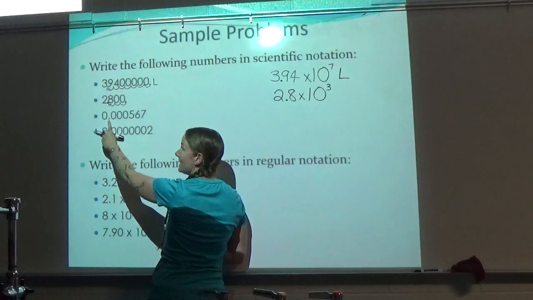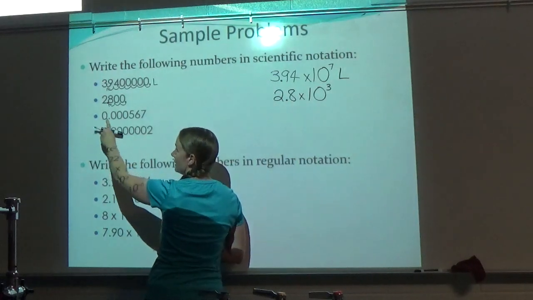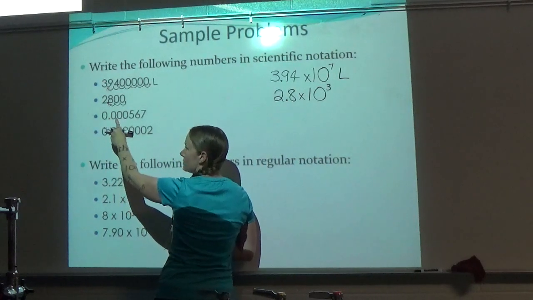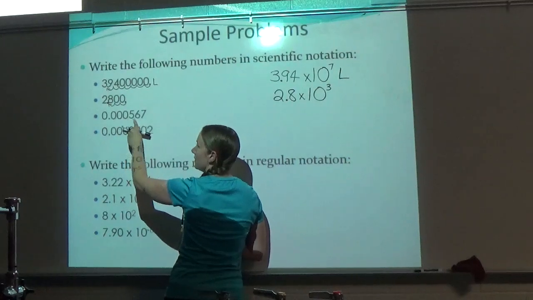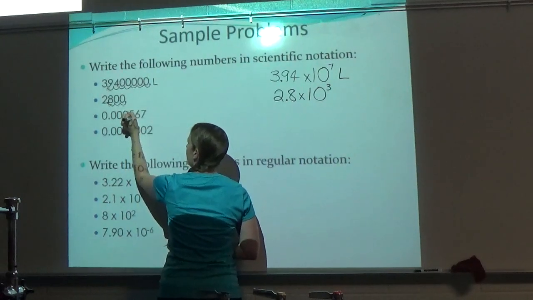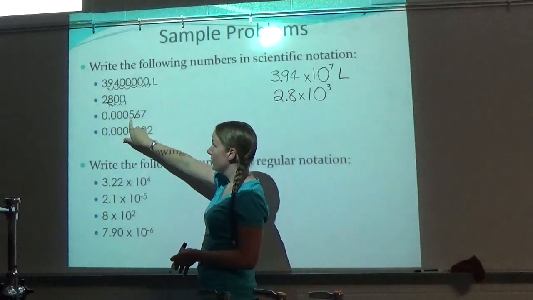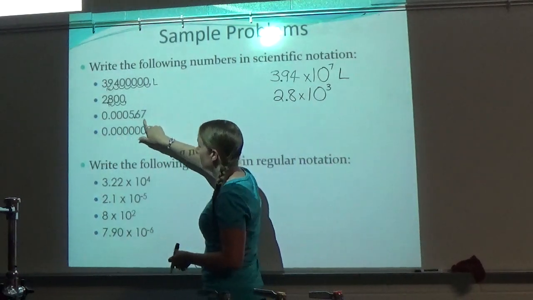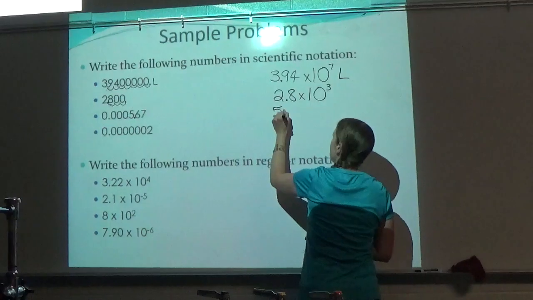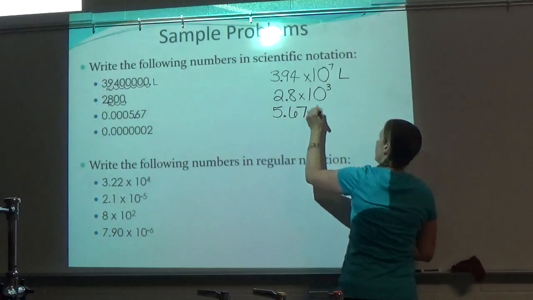I want one non-zero digit in front. Well, right now I have a 0. That doesn't count. There's still a 0, still a 0, still a 0. I want it after the 5. Because see, now there's one non-zero digit in front, the 5. So my coefficient becomes 5.67.